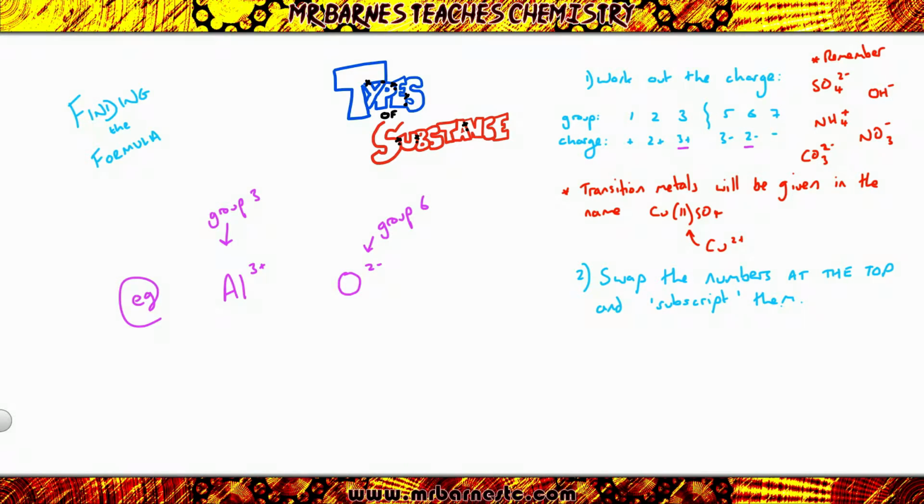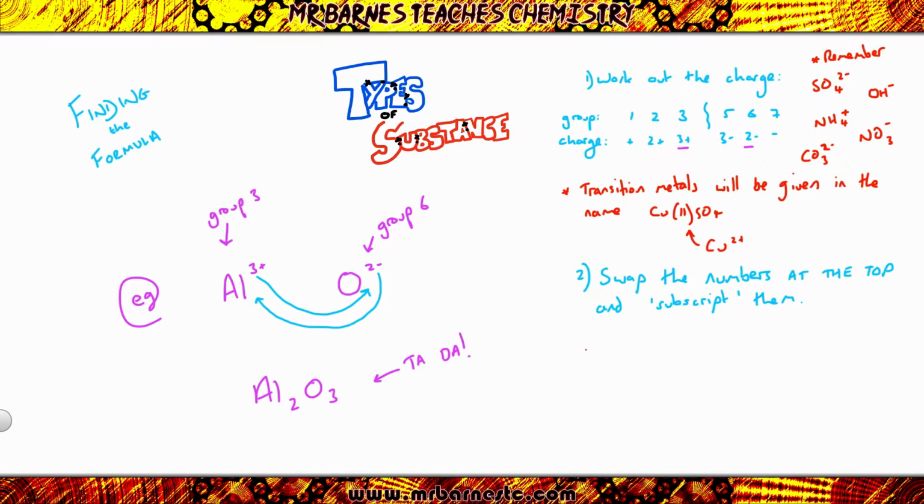Now it's important to choose the numbers from the top, nothing from down at the bottom, especially if you have polyatomic ions. So if we have a look at aluminium and oxygen, I've got my 3+ at the top, so I'm going to take that 3 and I'm going to put it down here. And then my 2-, I'm going to take that 2 and I'm going to put it down here. So my formula becomes Al2O3.